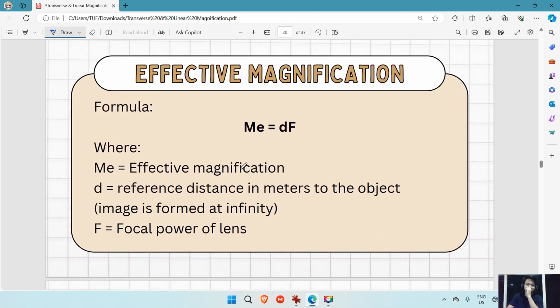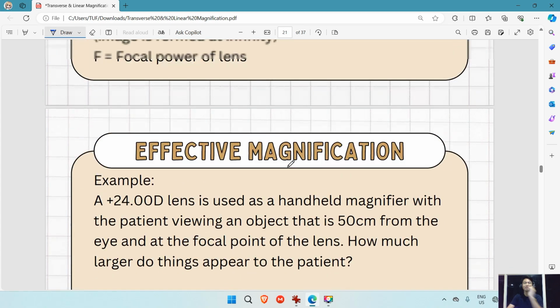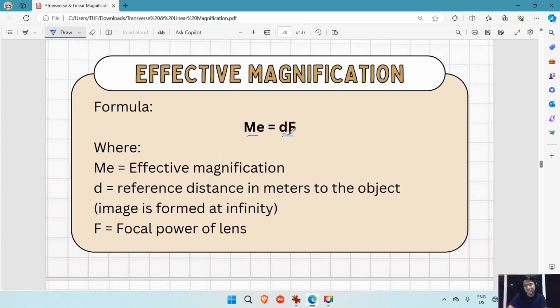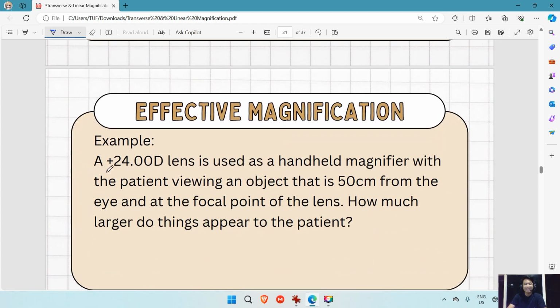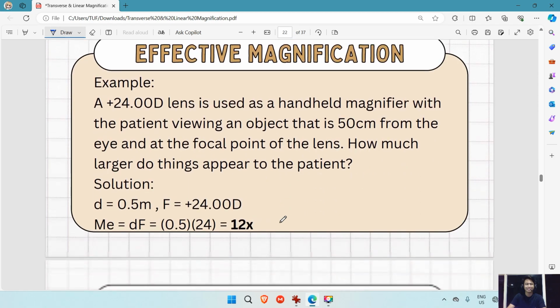And then next we have the effective magnification. The formula of effective magnification is equal to the product of the reference distance in meters to the object times the focal power of the lens. So, for example, a 24 diopter lens is used as a handheld magnifier with the patient viewing an object that is 50 centimeter from the eye and at the focal point of the lens. How much larger do things appear to the patient?